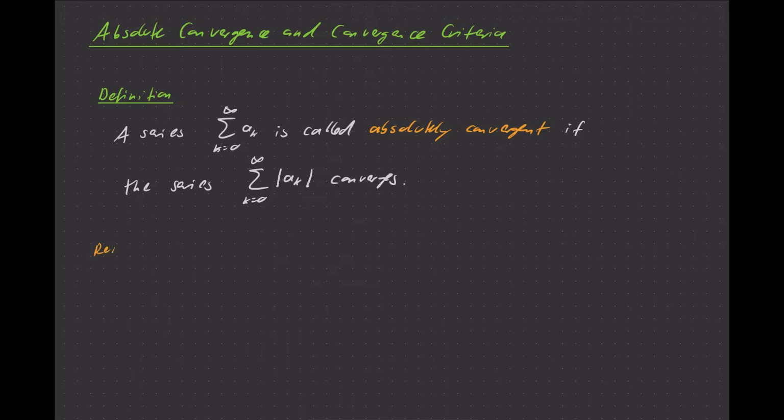And as a quick remark, if a series converges absolutely, then of course the original series will also be convergent. So a series that converges absolutely is also convergent.